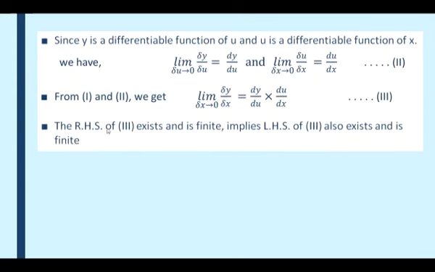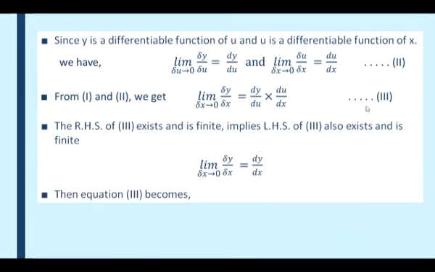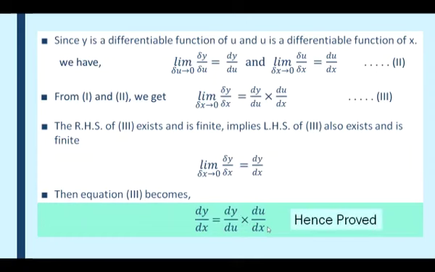The right hand side of 3 exists and is finite, which implies the left hand side of 3 also exists and is finite. So we can write limit delta x tends to 0 of delta y upon delta x equal to dy by dx. So equation 3 becomes dy by dx equal to dy by du into du by dx. We have proved the theorem.